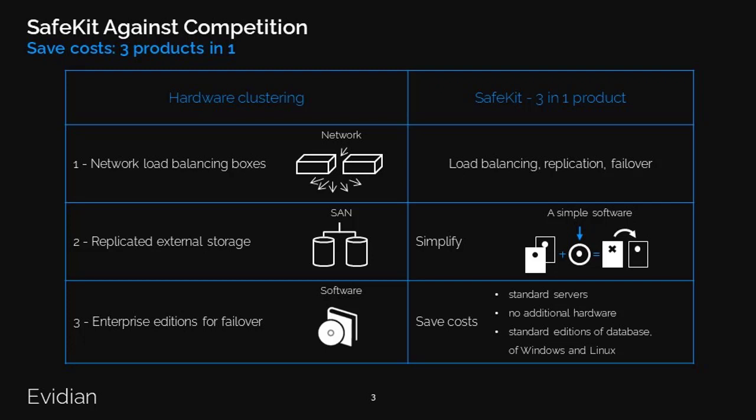Finally, there is the third case. Traditionally, to implement application failover in a hardware cluster, you have to pay enterprise editions of operating systems and databases. With Evidian SafeKit, we provide application failover on standard editions of operating systems and databases. Thus, we further reduce the cost of the solution.